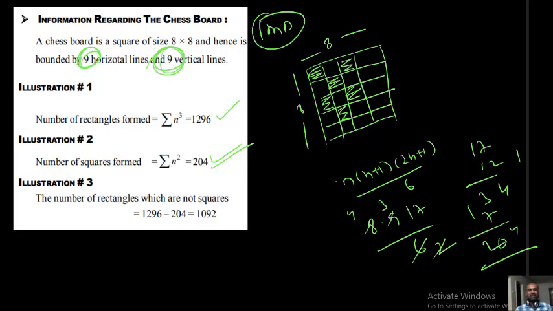But every square is also called a rectangle. That's why the third one is the number of rectangles which are not squares. The number of rectangles which are not squares means 1296 minus 204, that is 1092. 1092 non-square rectangles exist.